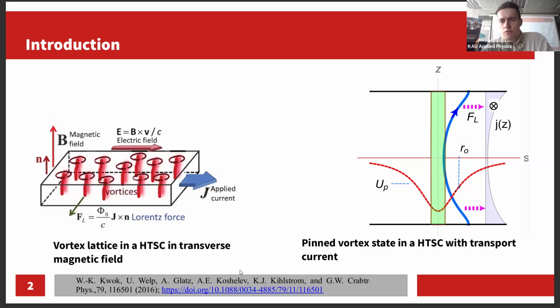In our case, we are considering a thin superconducting film of yttrium barium copper oxide with a columnar defect, which extends throughout the entire length of the superconducting sample. Here the defect axis is Z, and the columnar defect is in green. U_p is the potential well of the columnar defect. The vortex thread is in blue, and both of its ends move in the same direction under the transport current action.